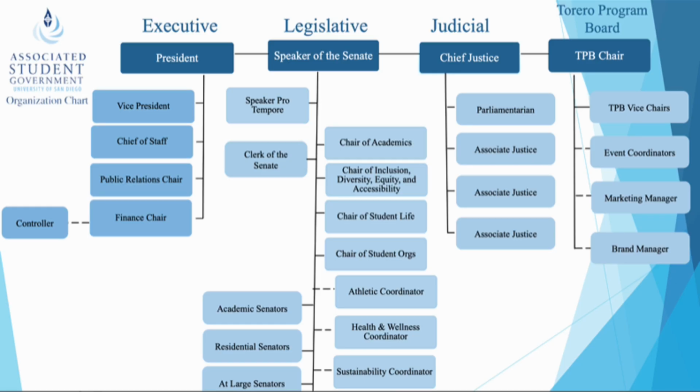Here is an organizational chart to help you better visualize the different branches of ASG. We have Torero Programming Board, the Judicial Branch, the Legislative Branch, and the Executive Branch. And you can pause this video to look at what positions are under what branches.